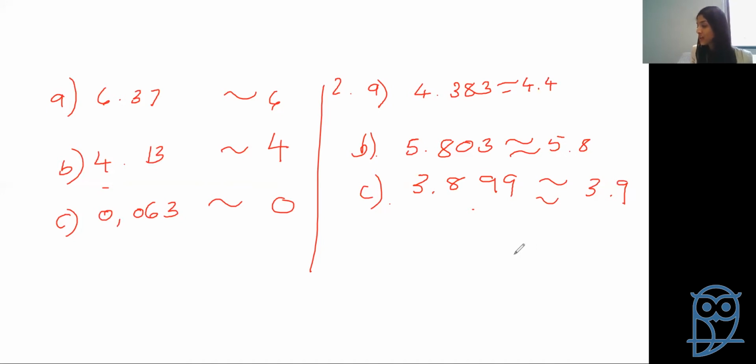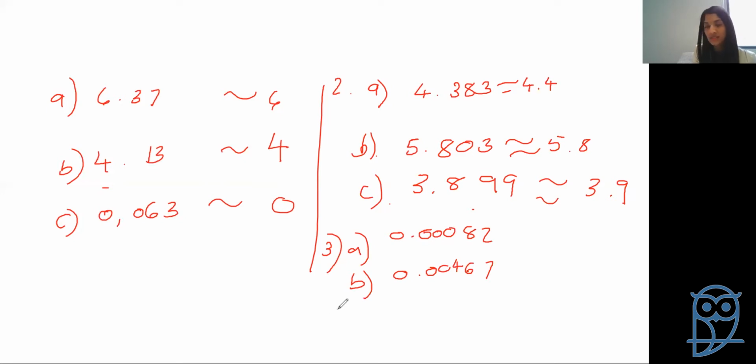Now, let's do rounding off to 3 decimal places. The first number I'm putting up is 0.00082. Then I'm going to put up 0.00467 and 3.4567. Now we need to round these off to 3 decimal places each. The first one, 0.001. The second one, 0.005. It's quite obvious. And the third one is going to be 3.457.